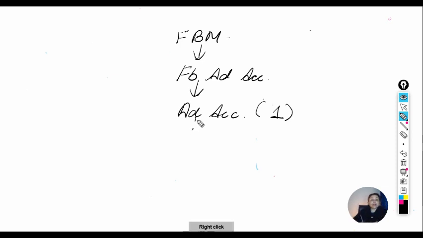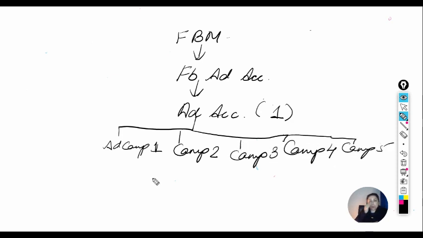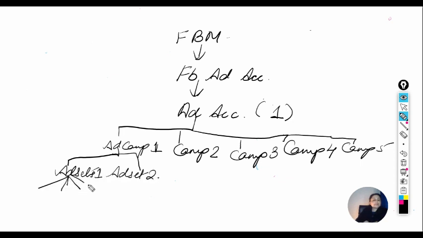Under this ad account are your multiple ad campaigns. So ad campaign 1, campaign 2, campaign 3, campaign 4, campaign 5, and so on. Under one campaign you can have multiple ad sets, ad set 1, ad set 2, and under this ad set, ad 1, ad 2, ad 3, ad 4.